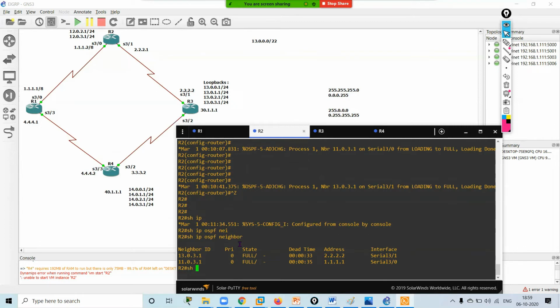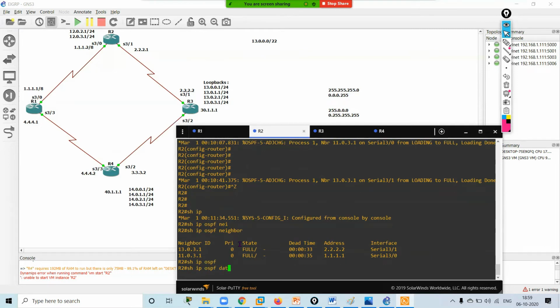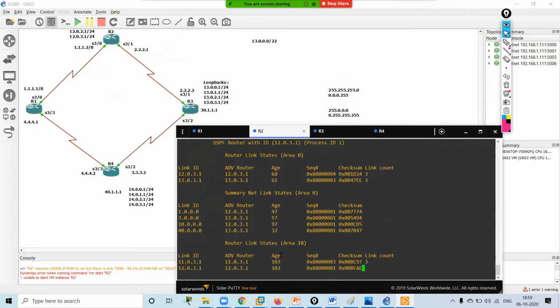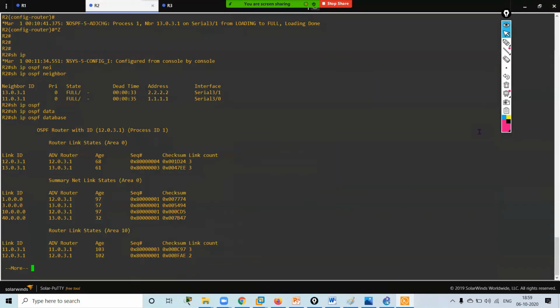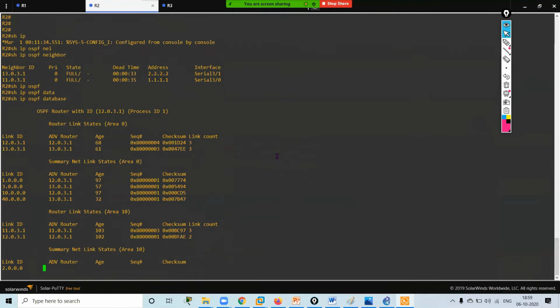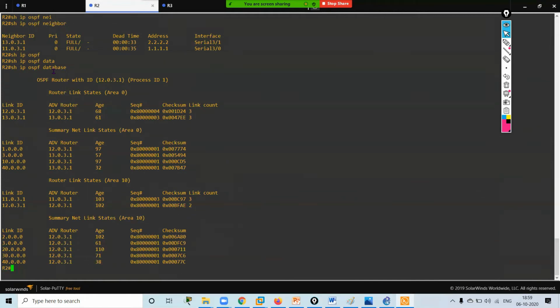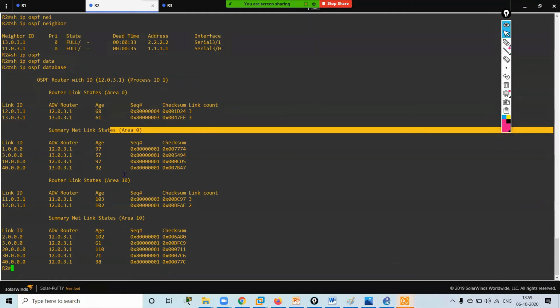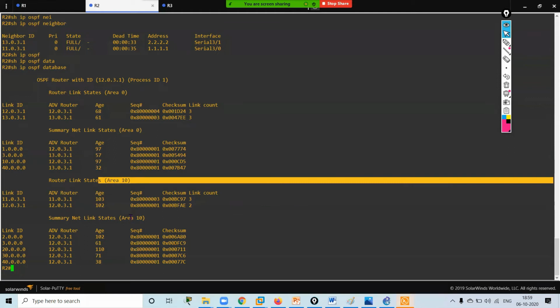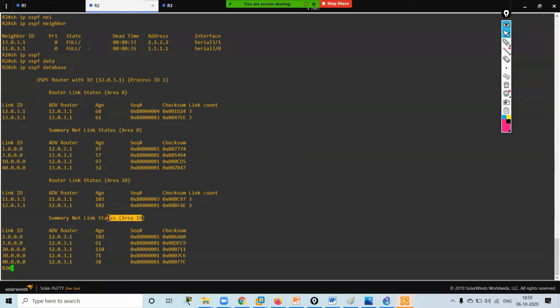If I see show ip ospf database, this is my database table on R2. These routes are area 0 routes. These are area 10 routes over here. Okay, understood on R2? Got it?